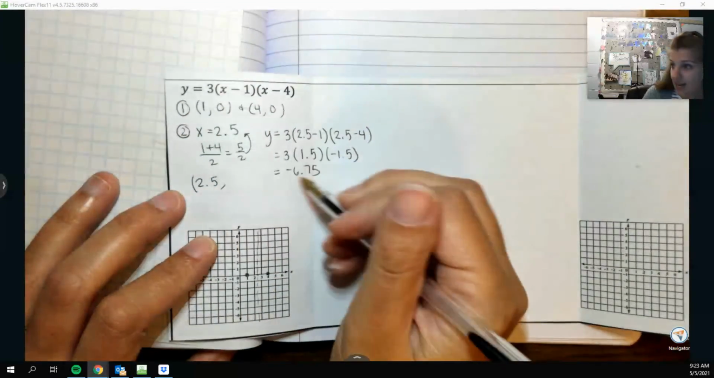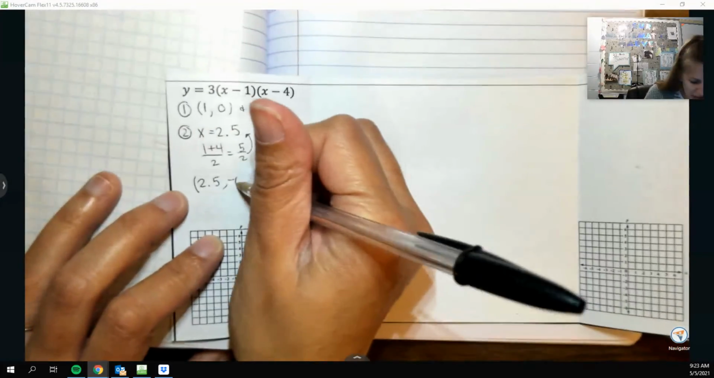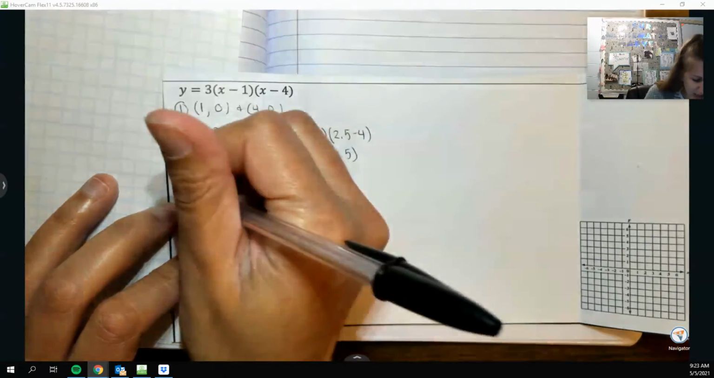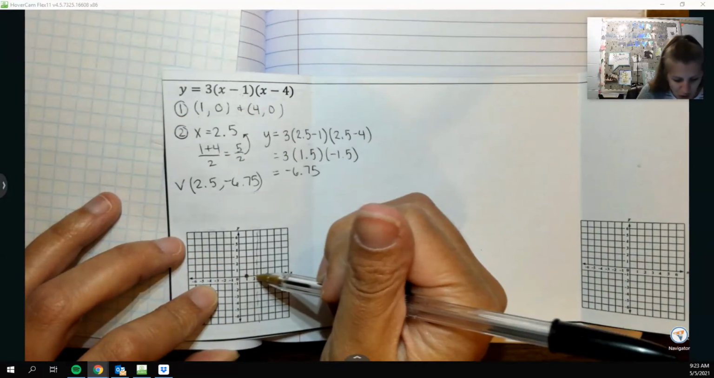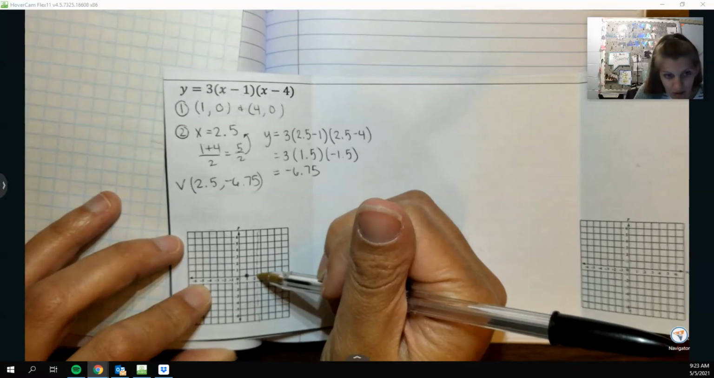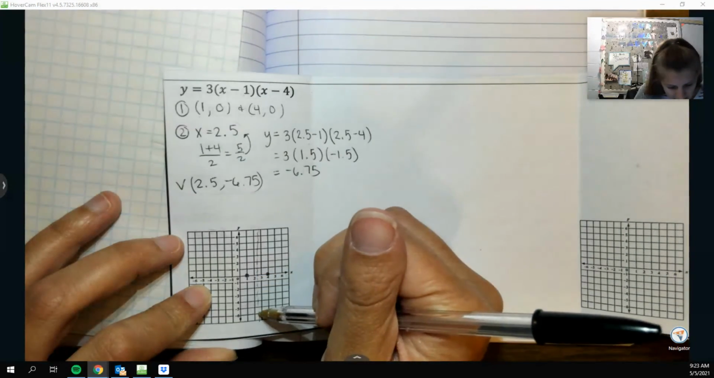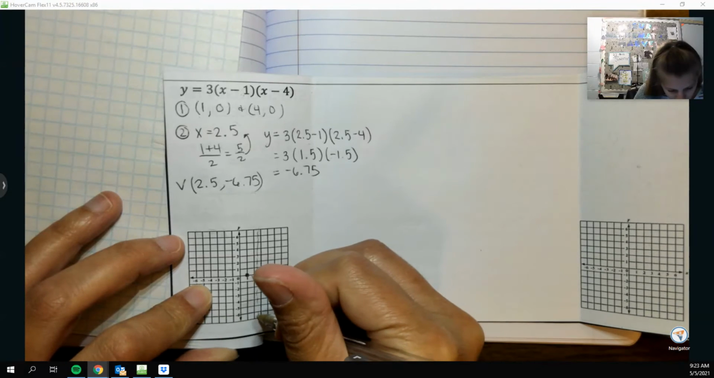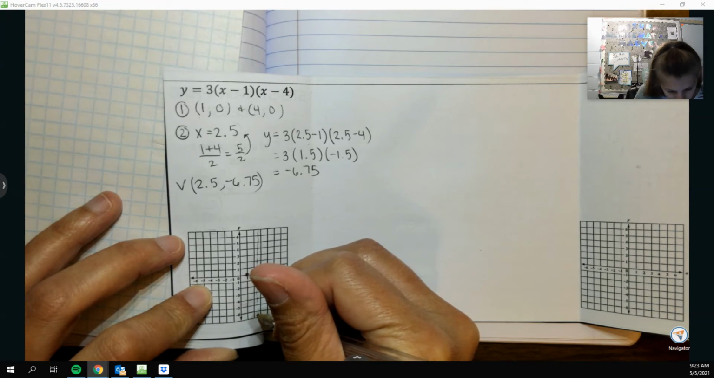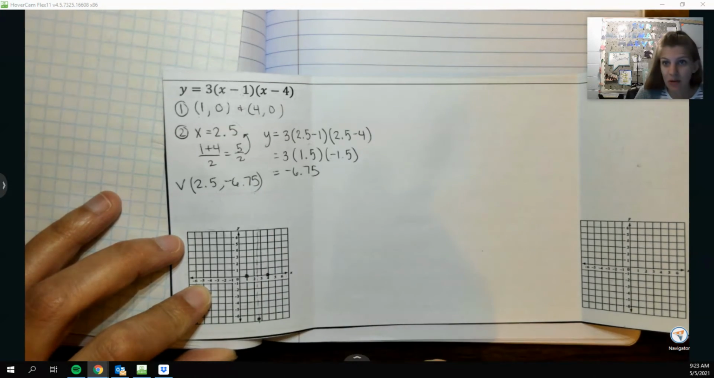So this tells me that because that x value was at 2.5, when I plugged that in, I got that the y value was negative 6.75. That is my vertex. So now I can follow along my axis of symmetry down 6 and a little extra, but not quite to 7, because 0.75 is almost there, but not quite.